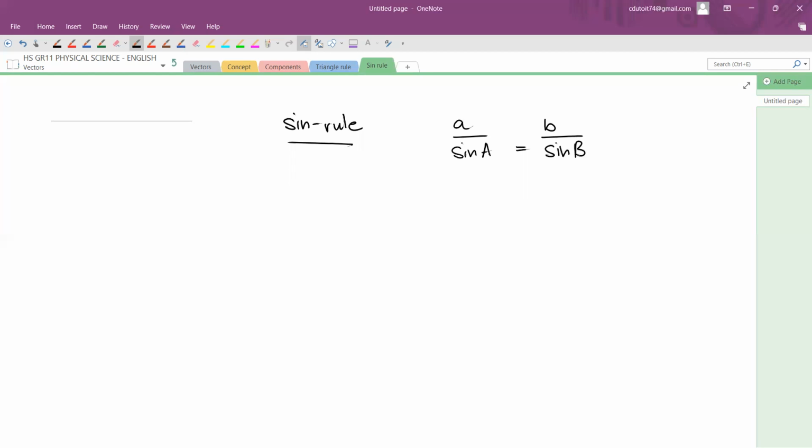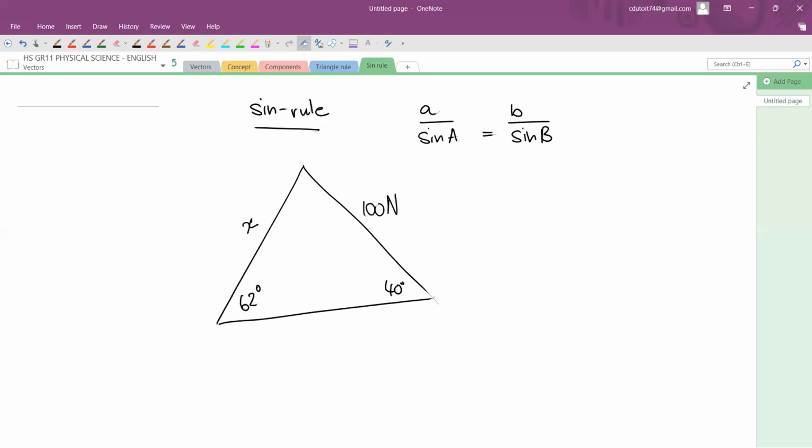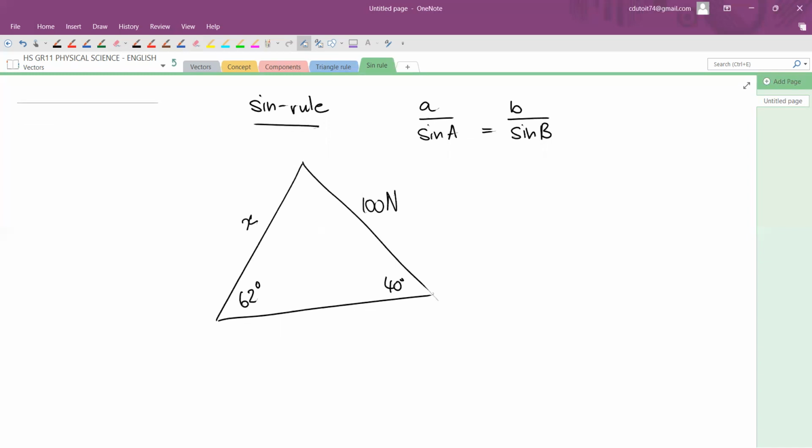That's the only part of the Sine Rule that you must know. Okay, that doesn't solve anything for you. I'm going to show you what it actually means. If I have a triangle, and let's assume this angle is 62 degrees, and I have a value here, say 100 newtons, and I've got an angle here of say 40 degrees. And I have an unknown value here, I'm going to call X. Then we can solve X by doing the following.